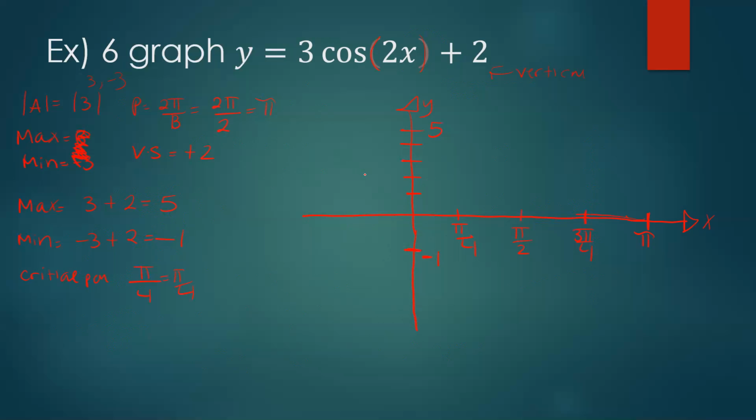Okay, so what do we know about cosine graphs? Since there's no reflection, it starts at the max. So here at 0, it starts at the max at 5, and then the midpoint at pi over 4. And then the min at pi halves, right? Then do the cycle again. So 3 pi fourths would be at the midpoint, and then pi is at the max. Okay, so this is what it should look like.